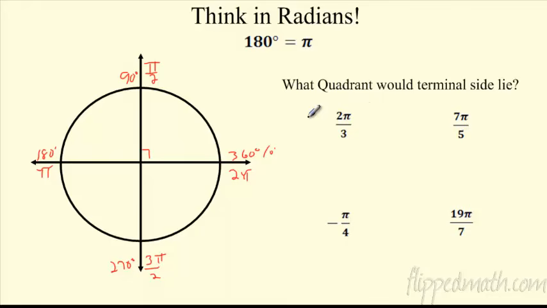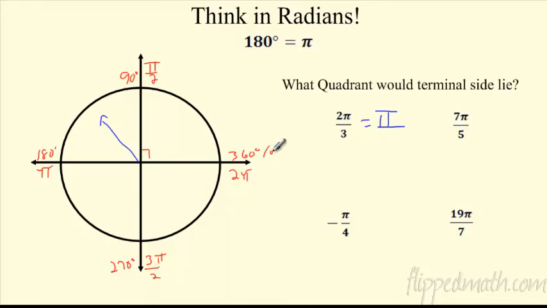So 2 pi over 3. 2/3 is not a full pi, is it? No, it's not a full pi. So it's somewhere, but it's over half. 2/3 is bigger than half a pi, less than a full pi. So it's somewhere in this second quadrant. That is 2 pi over 3, that angle right there.